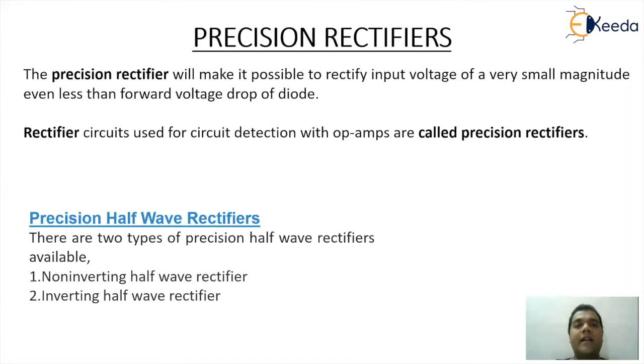And hence we can develop or realize precision rectifier circuitries using op amp. So in this topic, we are going to design a rectifier that is going to rectify very small voltages. Now, when we talk about the precision rectifier as a half-wave rectifier, there are two types of half-wave rectifier circuitries available: inverting half-wave rectifier and non-inverting half-wave rectifier. Let's have a look at these circuits.